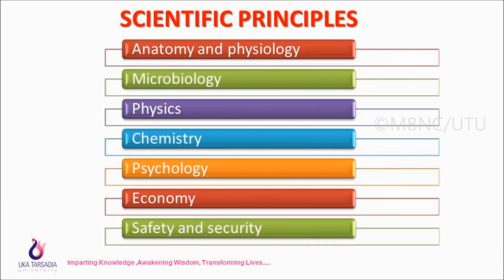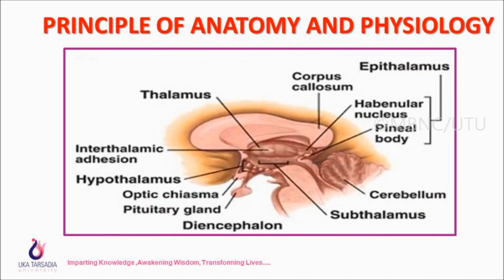Now, scientific principles. It includes principle of anatomy and physiology, principle of microbiology, principle of physics, principle of chemistry, principle of psychology, principle of economy, and principle of safety and security. First, principle of anatomy and physiology.